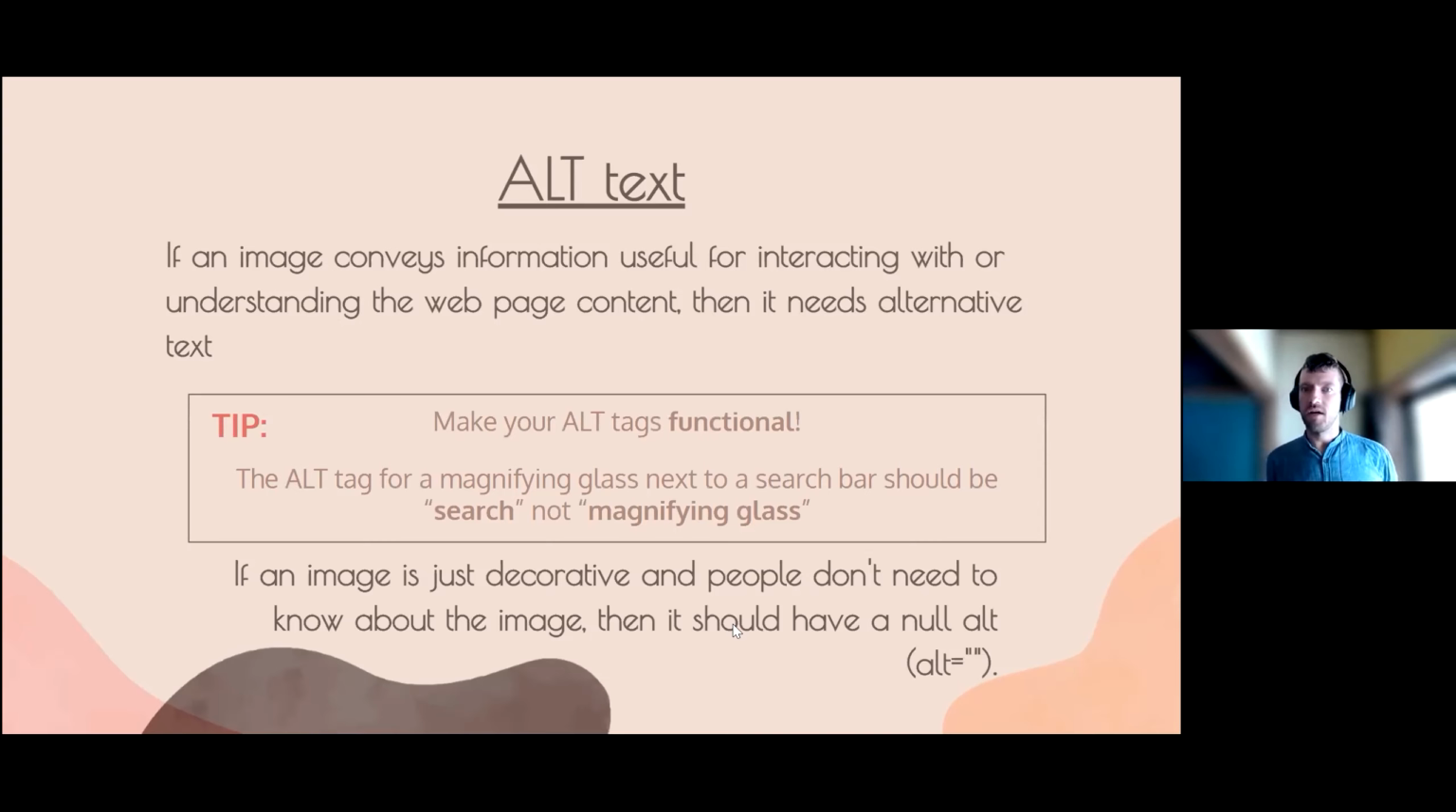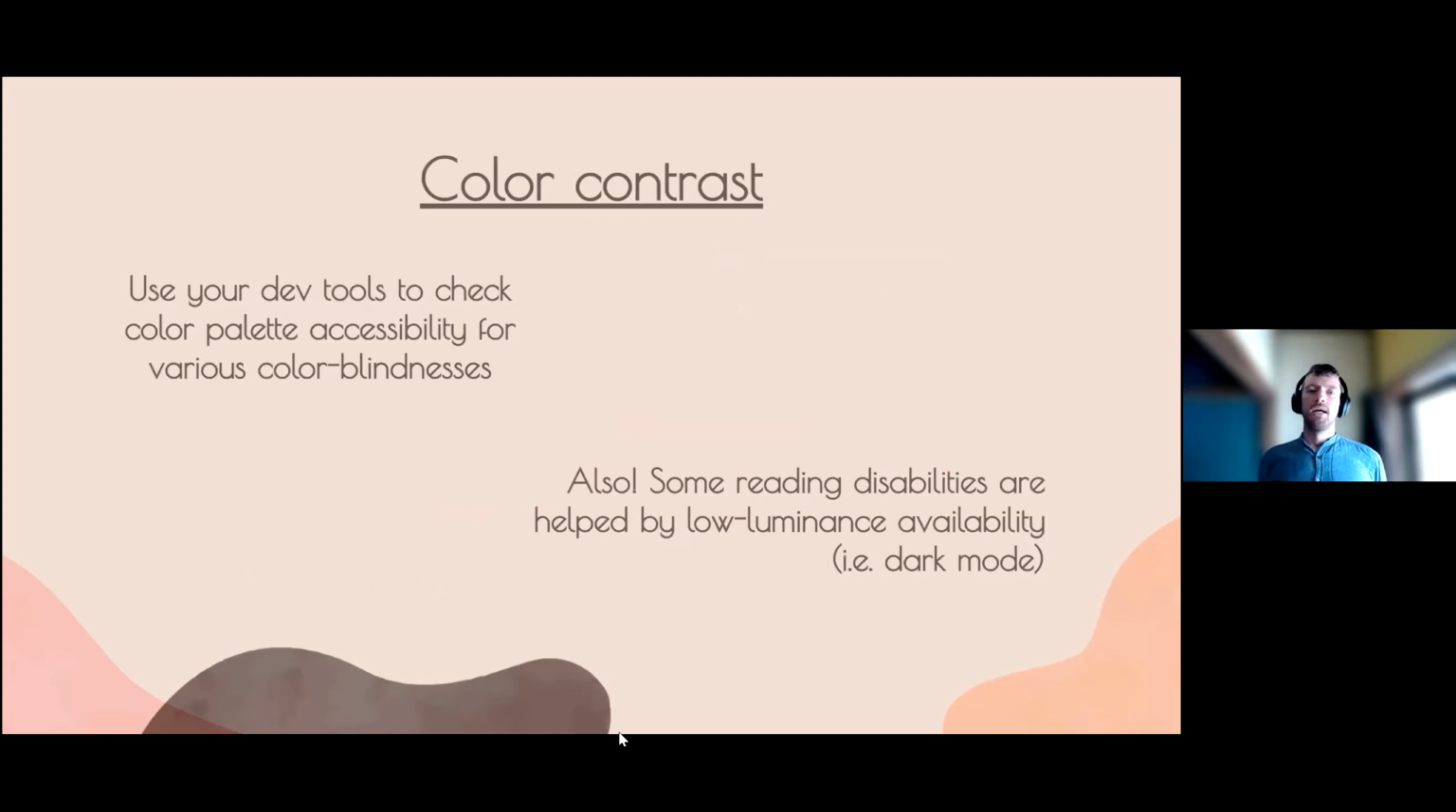So for instance, if you've got a search bar with a magnifying glass picture right next to it, the alt tag for that magnifying glass should be search, not magnifying glass. The screen reader needs to know semantically what it is that that picture is doing, not necessarily exactly what it's a picture of.